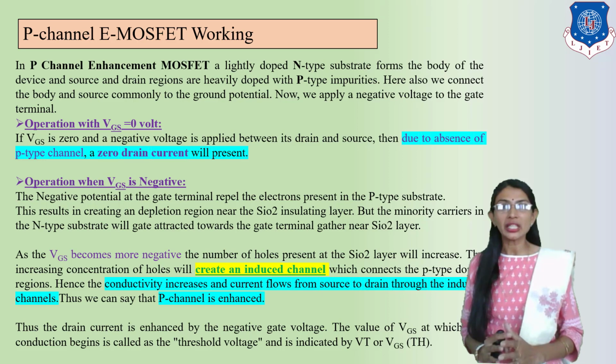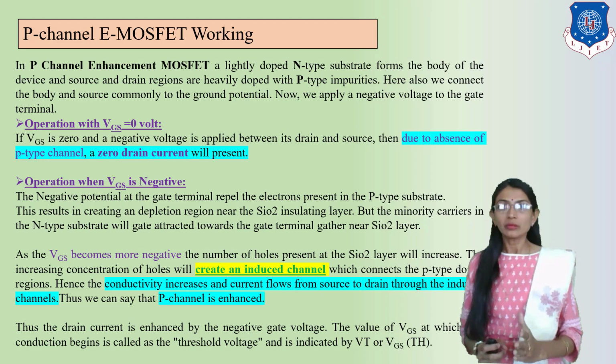If we connect the VGS battery at the input side and it is negative, that means the negative battery terminal is connected to the gate terminal, more and more holes will be attracted and electrons will be repelled by this negative terminal. Due to that, minority carriers of the N-type substrate will get attracted towards the gate terminal and will be collected near the SiO2 layer. Thus, a new enhanced or induced channel will be created so that conductivity increases and current flows.